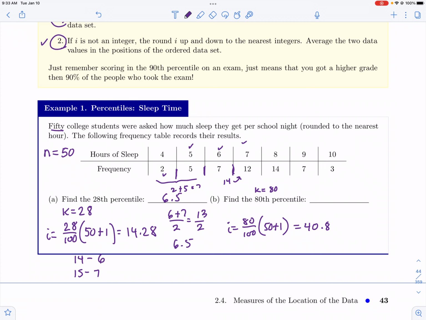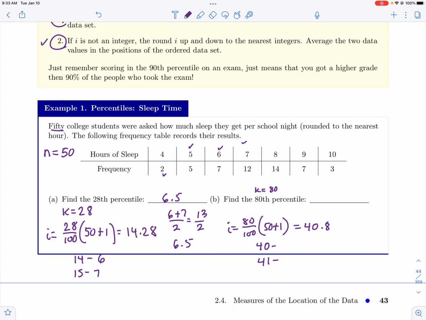So again, what I want to do is round this down and round this up. So the two numbers that I'm looking for on our list, I'm looking for the 40th number and I'm looking for the 41st number on our list. So let me erase these real quick here so we can start over with our adding.